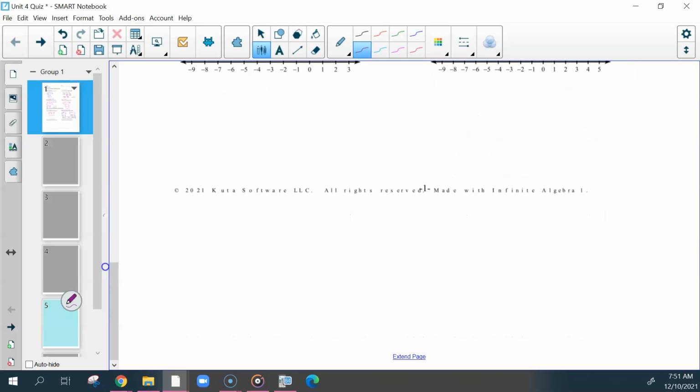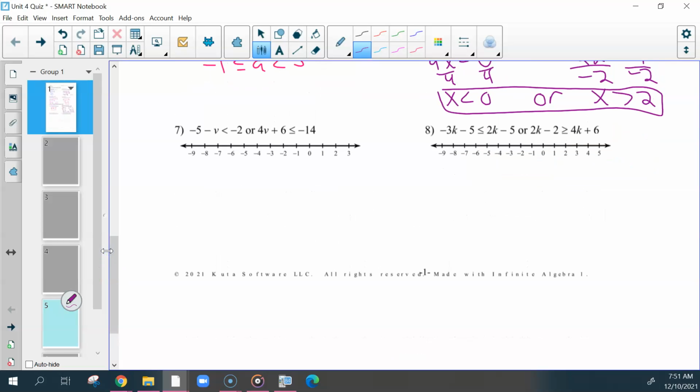The other 7 and 8 were very much the same. Add 5 to both sides for this one. We have negative b is less than 3. Divide both sides by negative 1. We have b is now greater than negative 3. That would be an open circle at negative 3 going to the right.